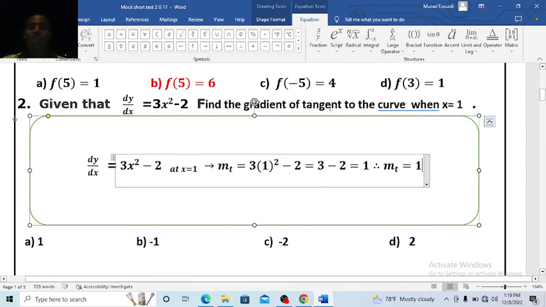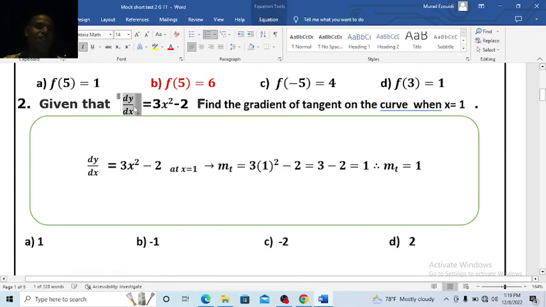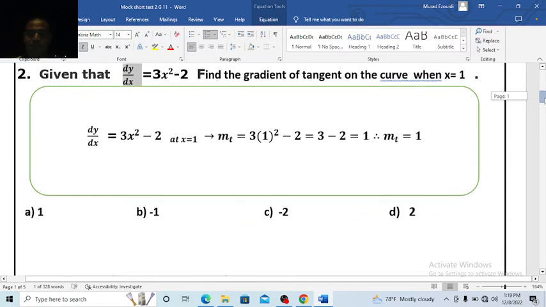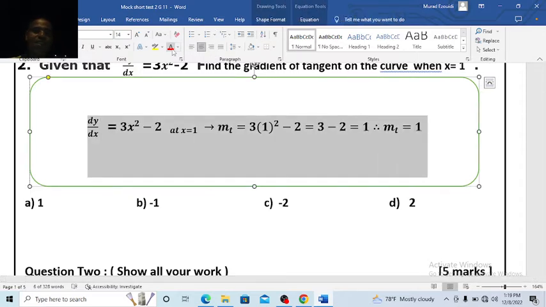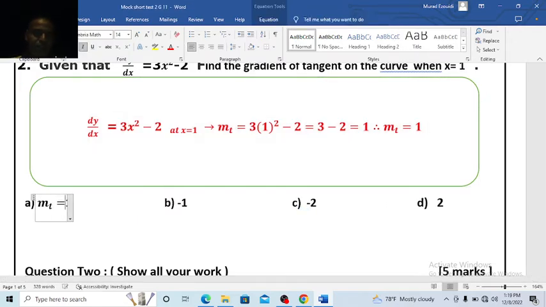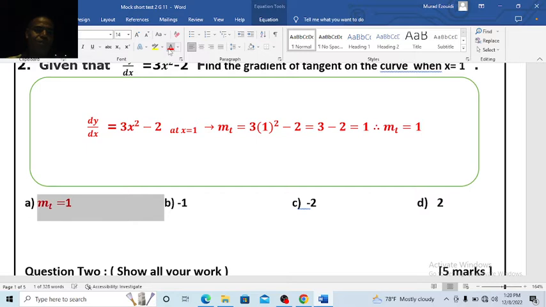Because the question asks to find the gradient of the tangent on the curve at x equal 1. The first derivative of the function is given. So there is no need to differentiate again, because the first derivative of the function when x equal 1 gives you the gradient of the tangent. Now you can see the correct answer is mt equal 1. The gradient of the tangent is equal to 1.